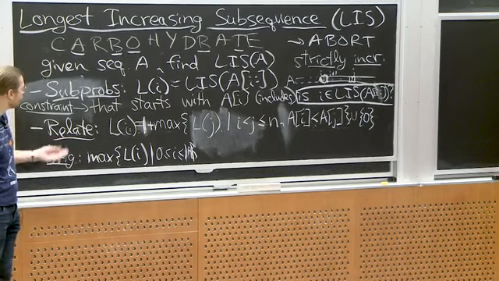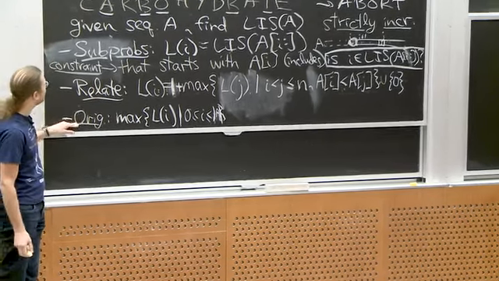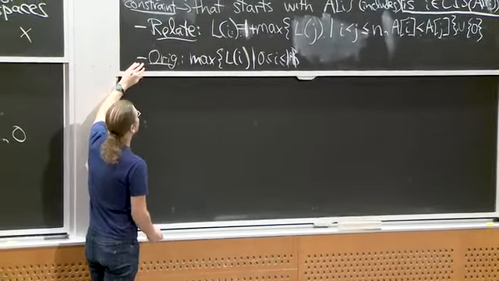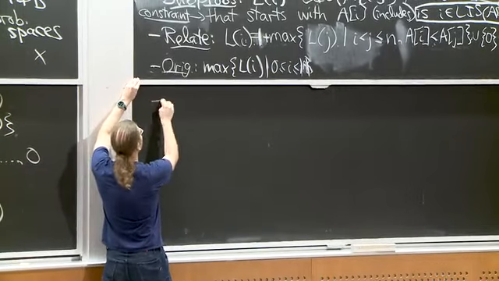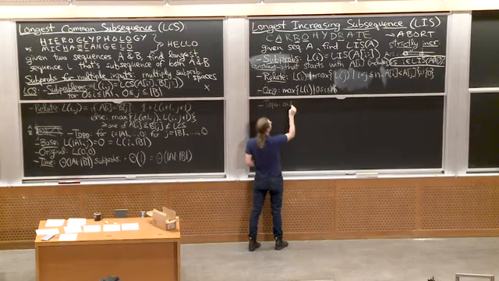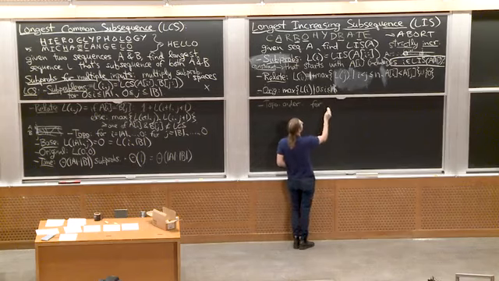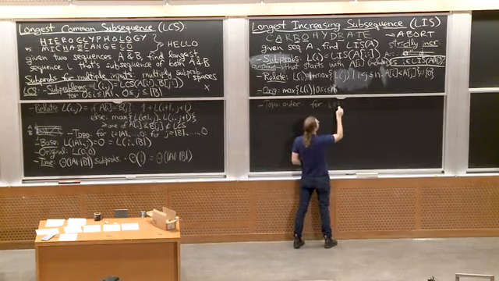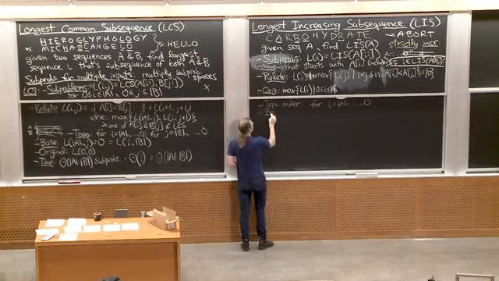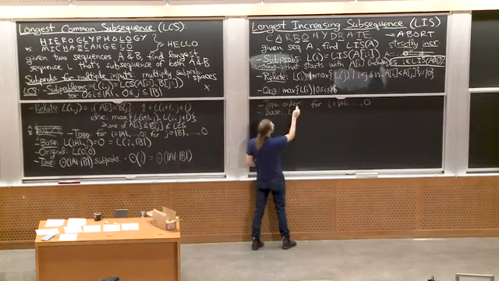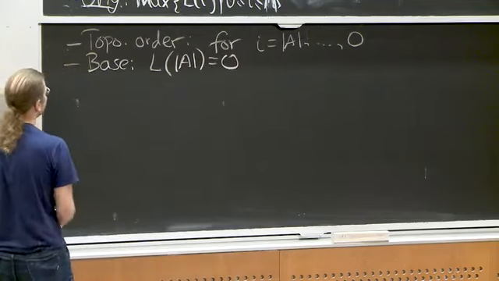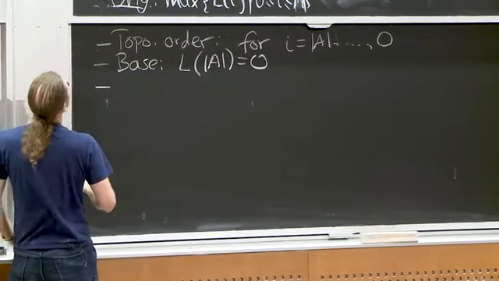And then all you need in addition to this is the original subproblem and some other things. We need the base cases, but I should do them in order. Topological order is just the usual for loop because I'm doing suffixes. This is going to be i equals length of A down to 0. Base case is going to be L of length of A, which is 0, because there's no letters in that suffix. And we already did the original problem, and then time.